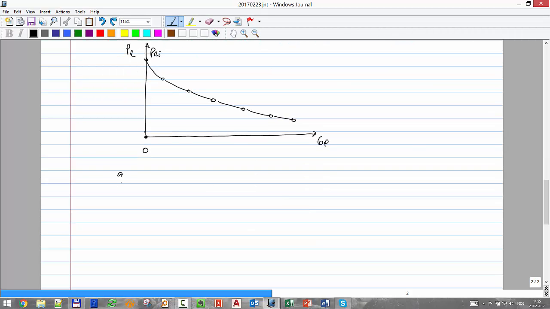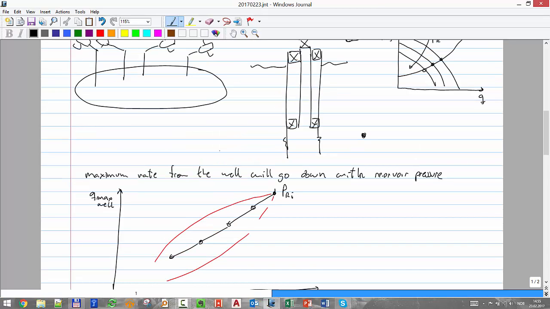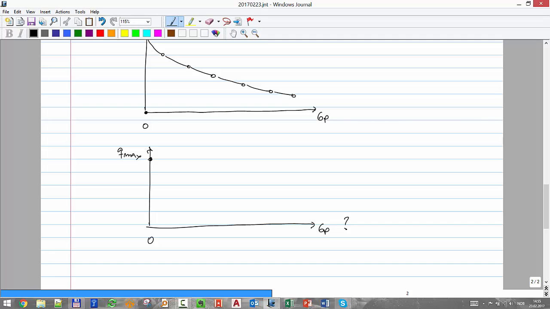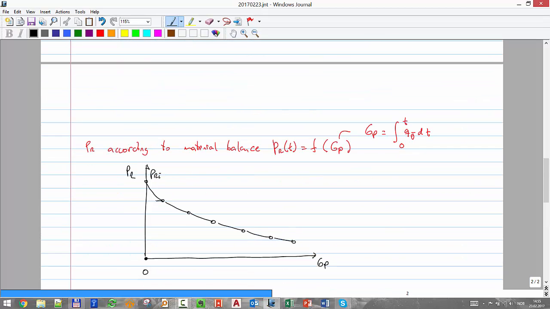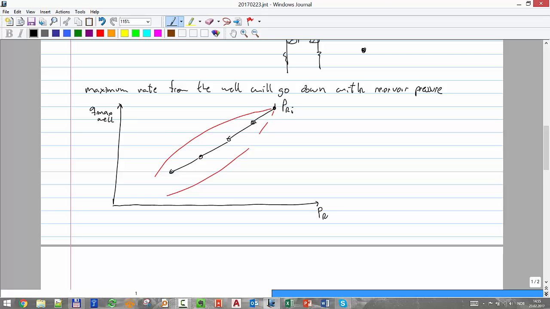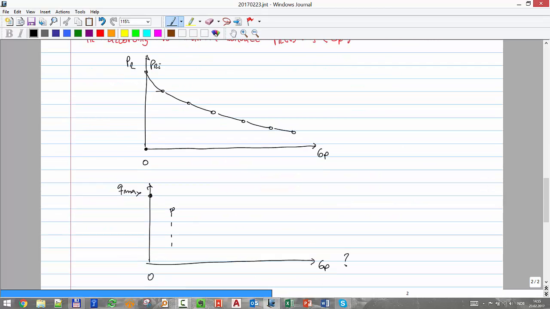Now I'm going to ask you, this Q max, can I plot it versus GP? Is it possible to make that plot? Or how is it going to look like? Okay, let's try to make it. Here we said GP is 0, we will have initial reservoir pressure. The Q max is going to be highest, right? It will be exactly at this point, so I'm going to put that point here. Now, if I start taking material out, reservoir pressure is going to go down. Then the maximum rate has to go down as well. So I'm going to obtain one behavior like that. Yes?